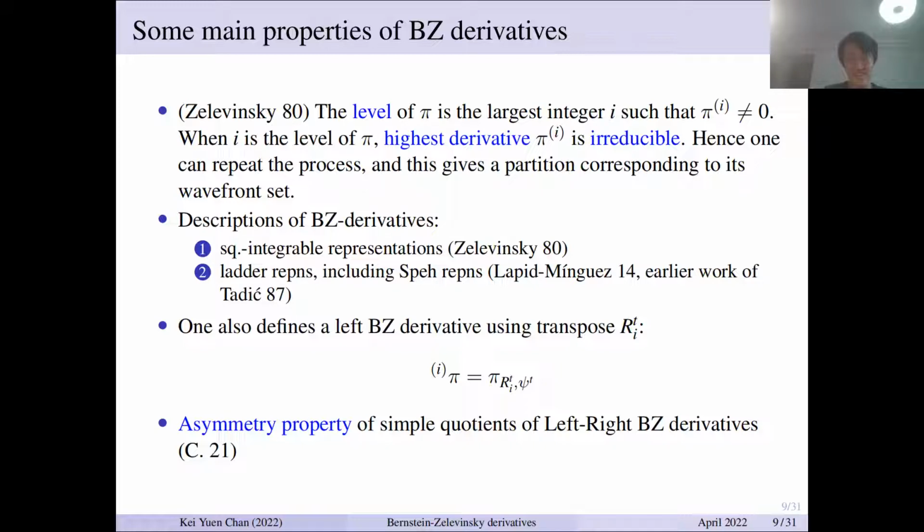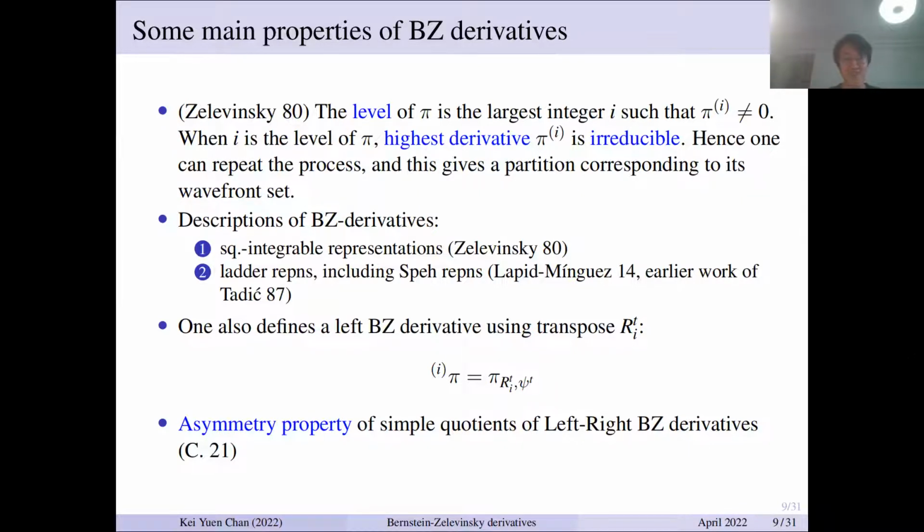One can also define, rather than using the R_i, the transpose, some kind of opposite unipotent. If you take the opposite unipotent, then you can define the left Bernstein-Zelevinsky derivative. Then there is an interesting property called the asymmetric property, which means you don't have a common isomorphic simple quotient when it is not the level, but I won't go into that here.